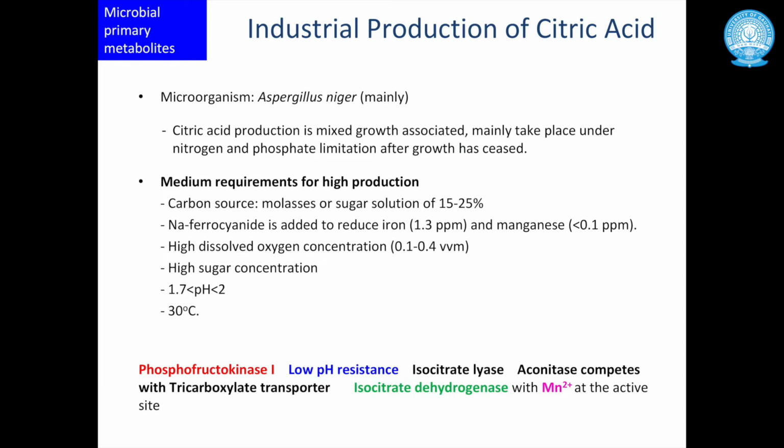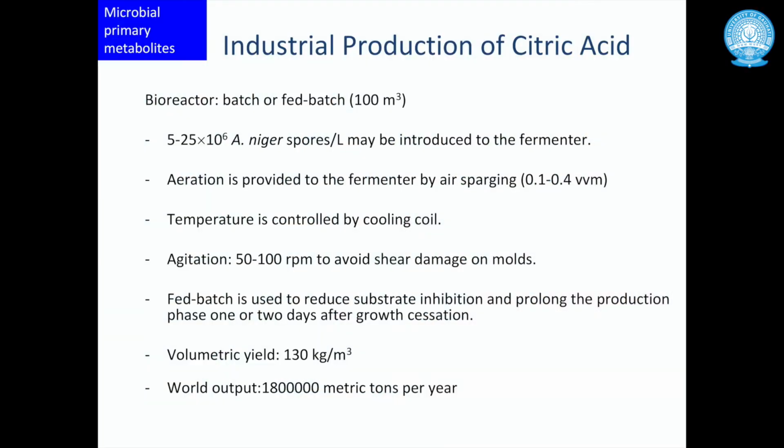The next example: after this engineering, the production of citric acid happens in a batch. This batch cultivation is required to reduce substrate inhibition and prolong the production phase by 1 or 2 days after the growth cessation. So the bioreactor which is used for citric acid production is of 100 meter cube, that is, 1 meter cube is equivalent to 1000 liters, which means 1000 into 100, that is 1 lakh liter capacity bioreactor is involved.